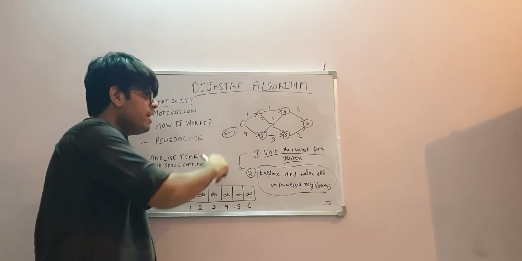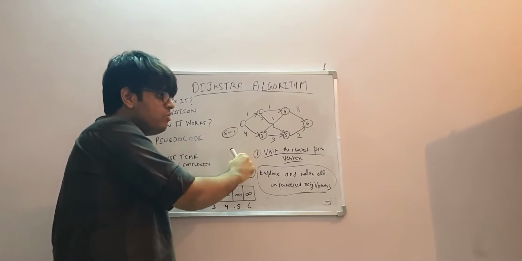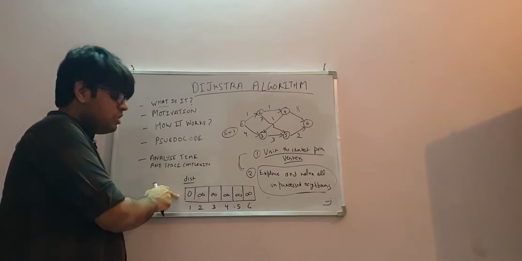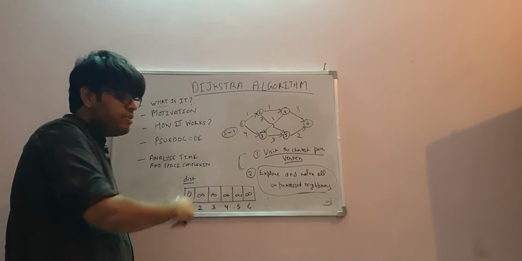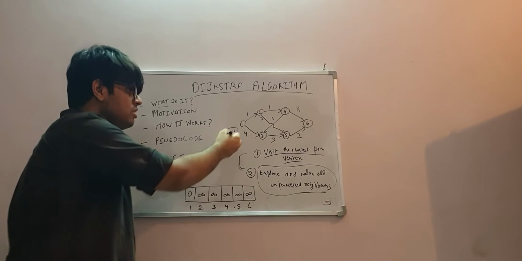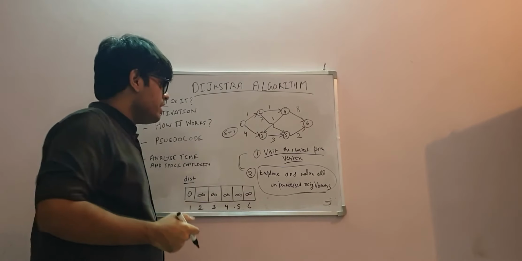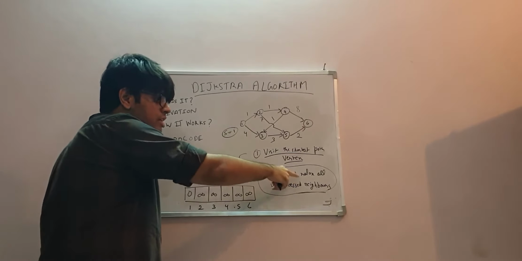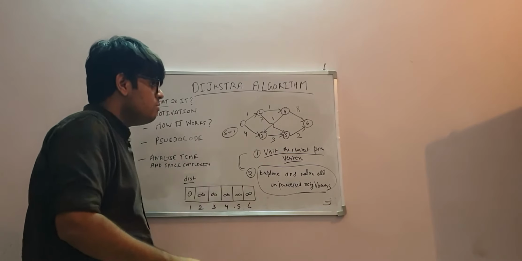So now what we try to do is visit the shortest path vertex. So what is the shortest path vertex? 0 is the shortest path vertex because all others are infinity, we haven't visited them, right? So let's visit this particular vertex. Now we visit this vertex and we try to relax all its unprocessed neighbors. Now what does relaxation mean?